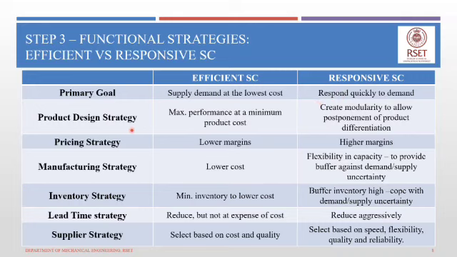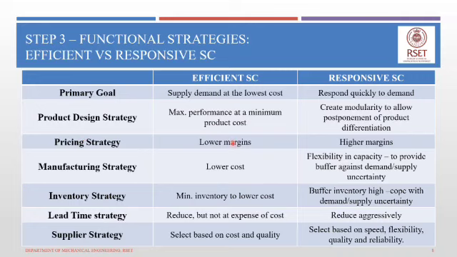As far as product design strategy is concerned, for efficient supply chains the focus should be upon designs that will help them manufacture the product at the lowest possible cost. Whereas if you're designing a product for a supply chain which is tailored to be responsive, where the customer prioritizes responsiveness, then the product should be designed with modularity in mind, which will allow for postponement of product differentiation. Similarly, the pricing strategies are also different.